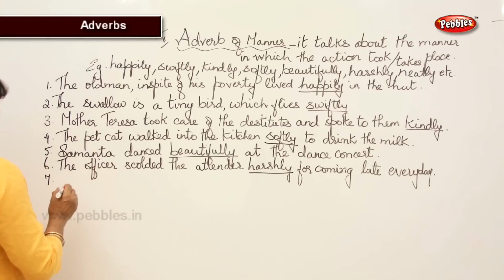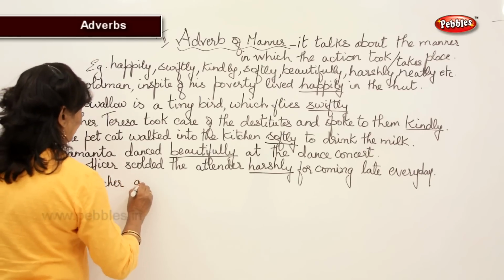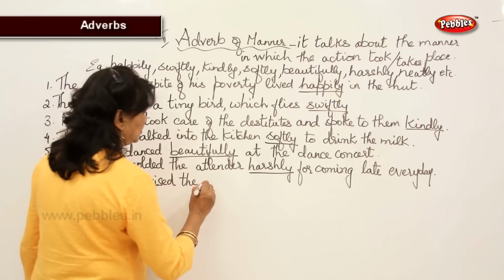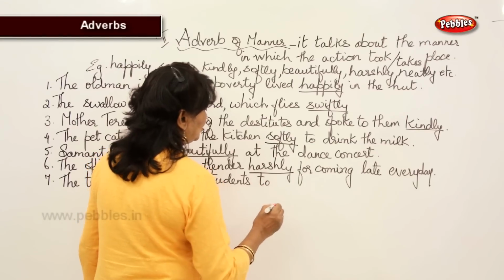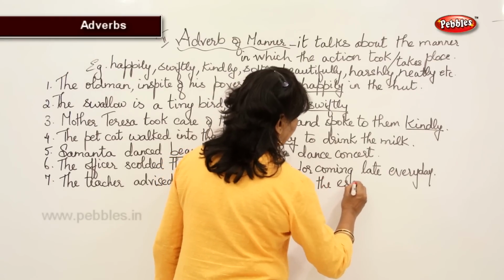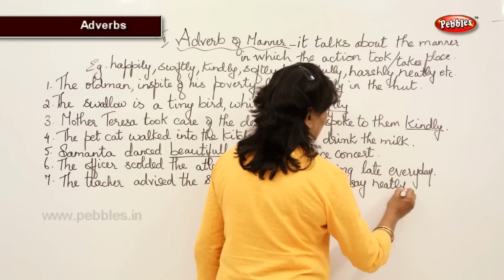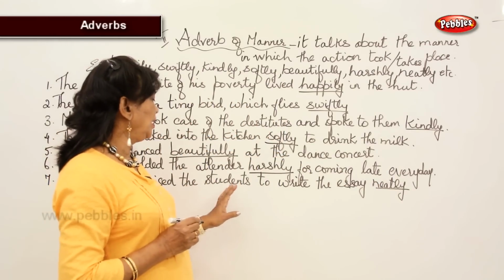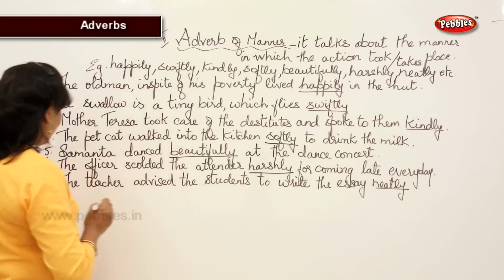Next one, neatly. The teacher advised the students to write the essay neatly. Neatly is an adverb. How did the teacher want the students to write? She wanted them to write neatly. And which is the verb here? Write. Okay.